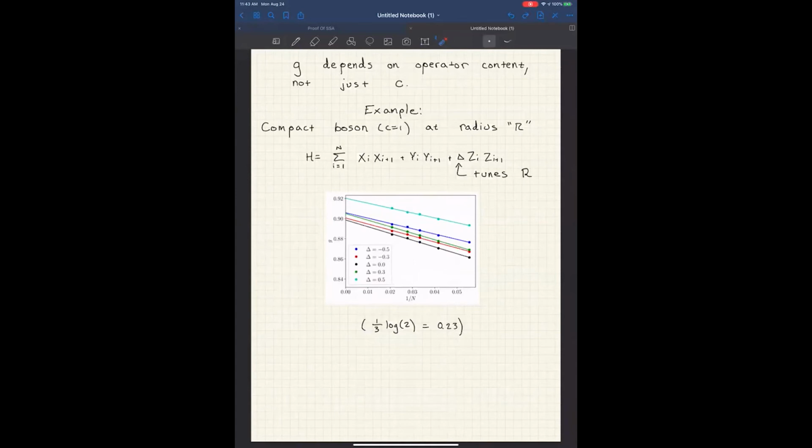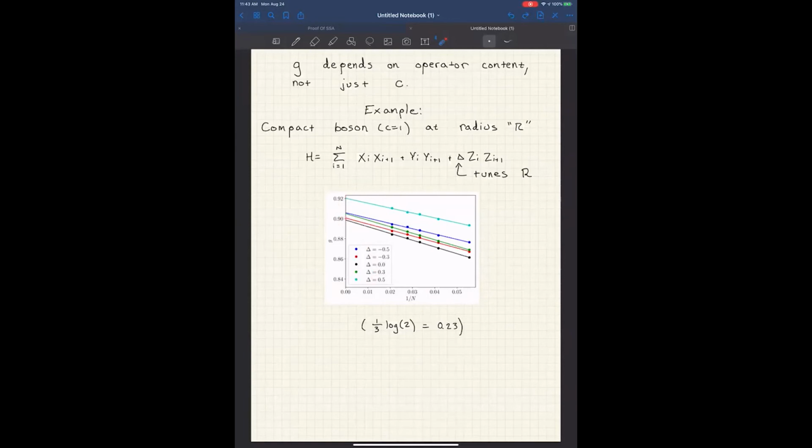So one way we can see that is we can consider the field theory of a compact boson with central charge 1, but with arbitrary compactification radius R. So that's changing the scaling dimensions of all the vertex operators. The way we do that in a lattice model is we look at this XXZ model, and it's known that as you change this parameter delta here, you're actually changing the compactification radius. So shown here is the G we extract versus inverse system size for a range of delta or equivalently compactification radiuses.